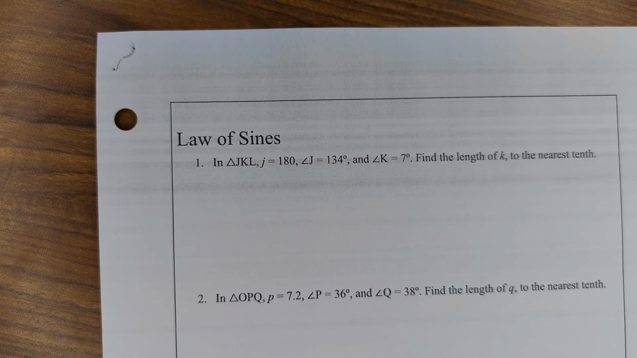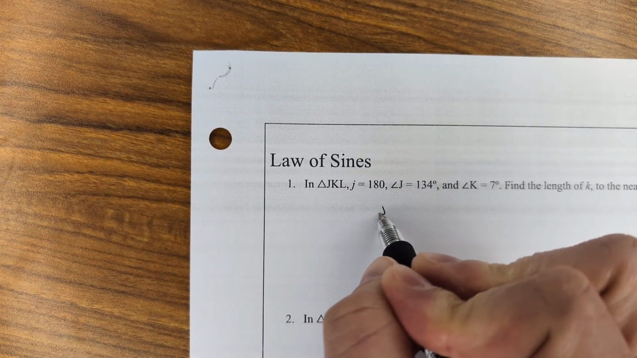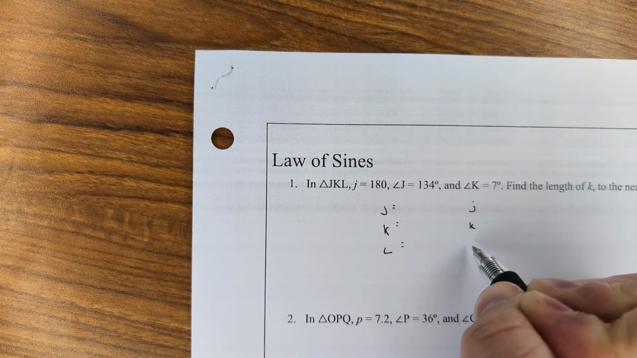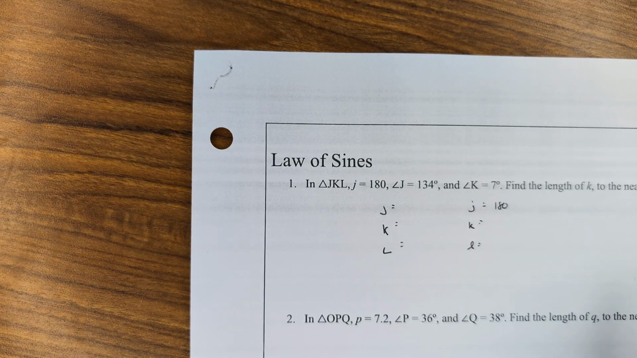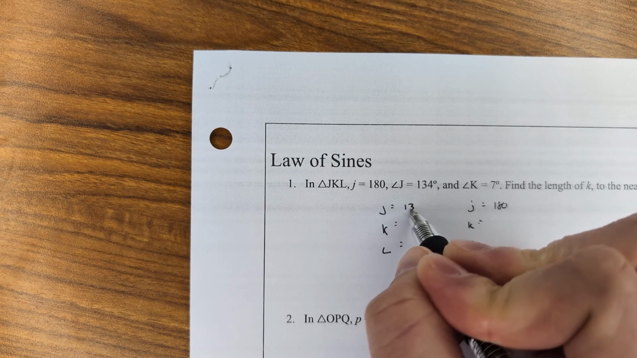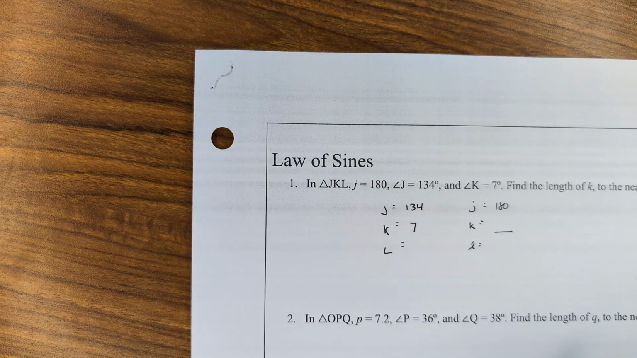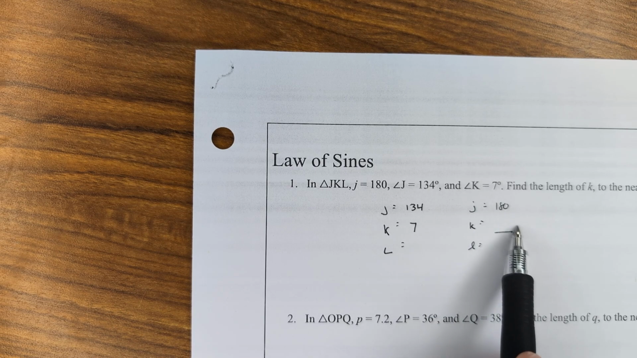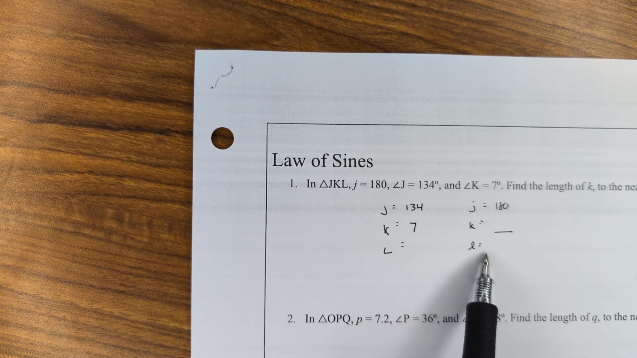Okay, so angle JKL, little j, and big K. So how I like to do this is I like to organize it so capital letters are my angles, and then their corresponding sides over here. And then fill in the ones you know. So little j is 180, big J is 134, and big K is 7. Find little k. So I know an angle-side pair, and I know one of these two values. So I can actually work out what little k is right now. I could actually also work out what big L is because the three angles have to add to 180. But I don't need to do that because I don't care about little l.